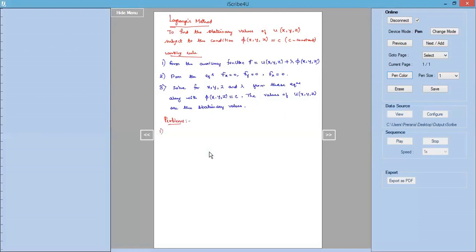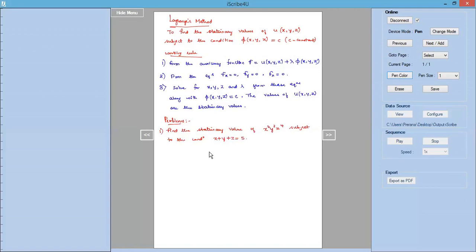Problem: find the stationary value of x square y cube z power 4, subject to the condition x plus y plus z is equal to 5. The subsidiary condition will be mentioned for us in the question.